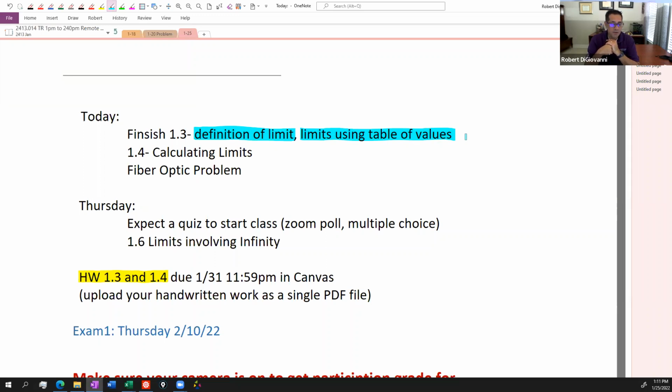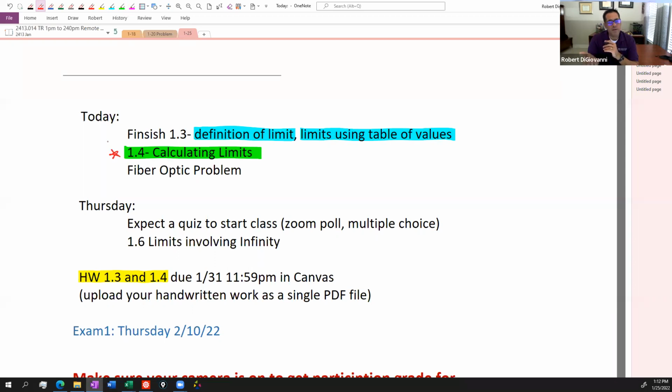And now we move into the very, very important first real, okay, welcome to calculus. Let's test your algebra skills time. 1.4, calculating limits. So what this section is about is, we've seen that if I give you a graph, you should be able to tell me what a limit is.